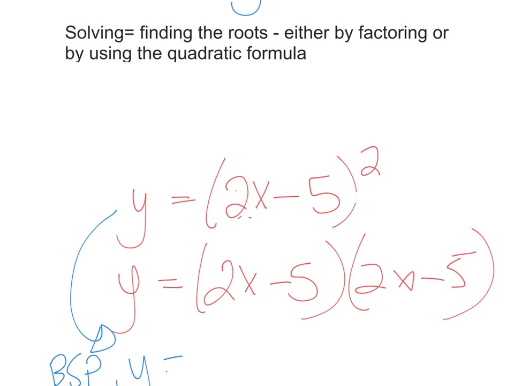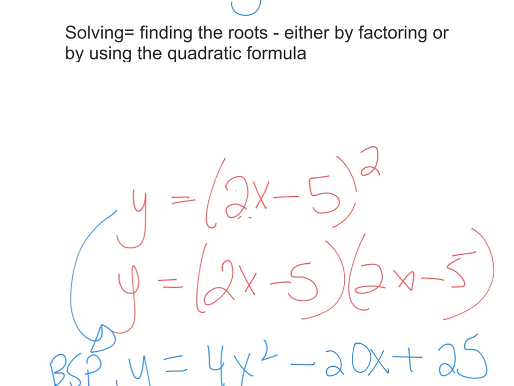Recall that using the binomial square property means that we square the first term. So 2x times itself is 4x squared. We square the last term, so negative 5 times negative 5 is positive 25. And the middle term is just the product of the 2 terms in the bracket, so 2x times negative 5, which gives me negative 10x. Then we double that to get negative 20x. So that's just the binomial square property.